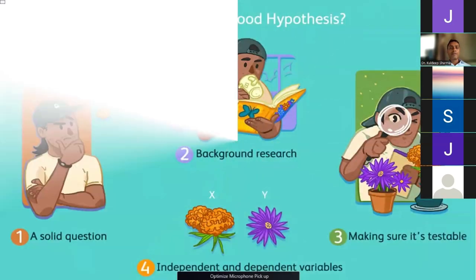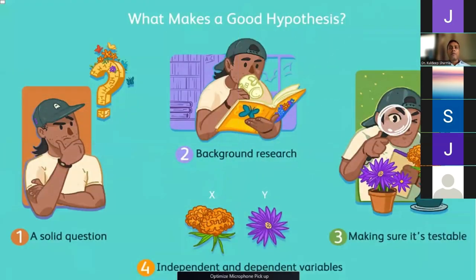Let's move further. What makes a good hypothesis? Or what are the characteristics for a hypothesis to become a good hypothesis? First of all, you should have a solid question. When I say solid question, I mean you should have a well-defined research gap. Second, you should know the background of the story. When I say background of the story, I mean review of literature. So you should know the background.